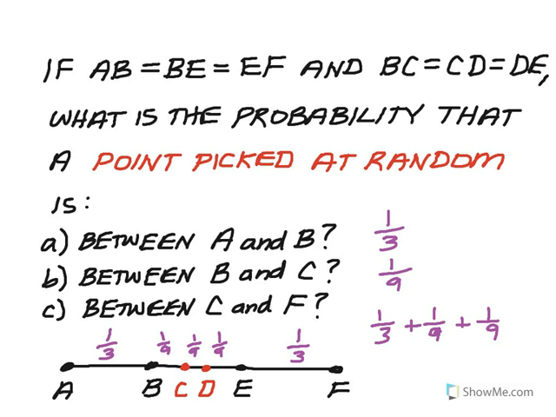So I have 3/9 plus 1/9 plus 1/9, or 5/9. That's the probability that the randomly picked point is between C and F. So that's how I would approach a problem like that.